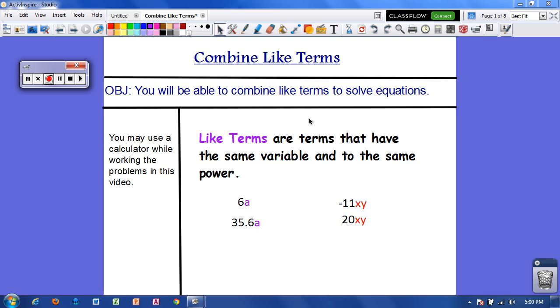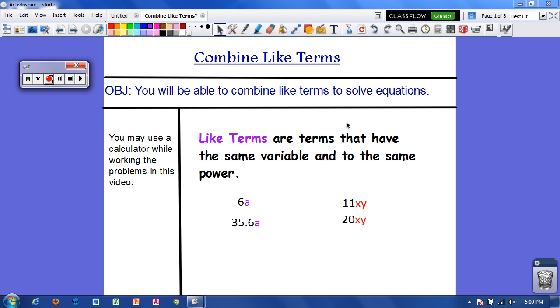Make sure you write down everything that you see on the screen and everything you see me write down. If you have a calculator on your phone or another calculator nearby, you may use that to work through the problems in this video and in the You Try section. So your objective for today, you will be able to combine like terms to solve equations.